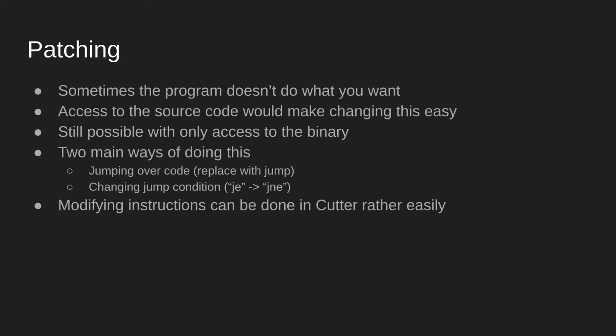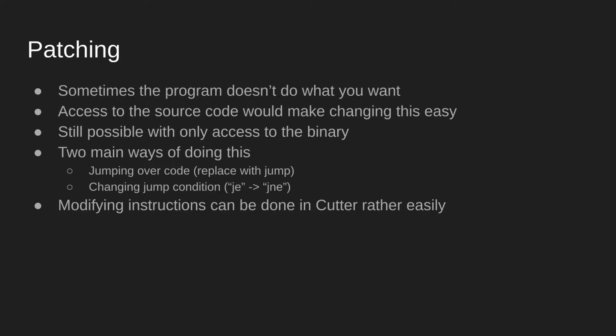So, sometimes the binary just doesn't do what you want, no matter what you do. If you had the source code, you could just rewrite and recompile it, which is one of the reasons why open source software is so useful. But you don't always have access to the source code. There are two main ways of doing this.